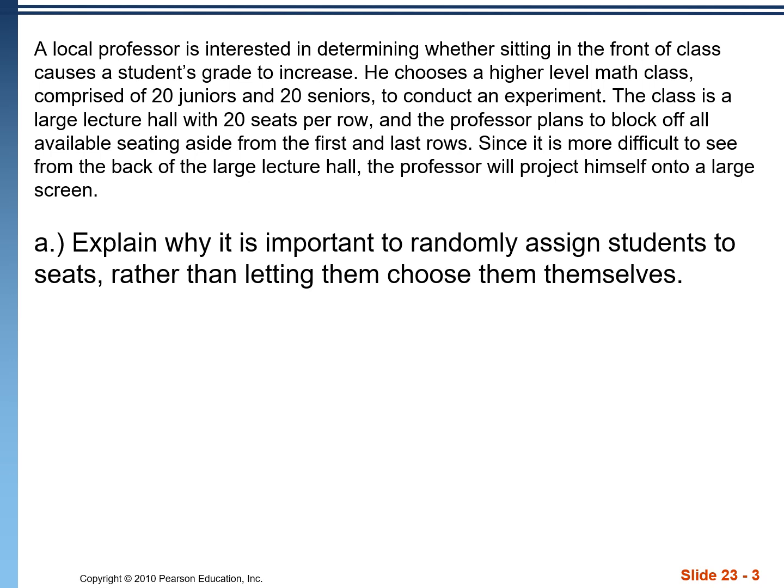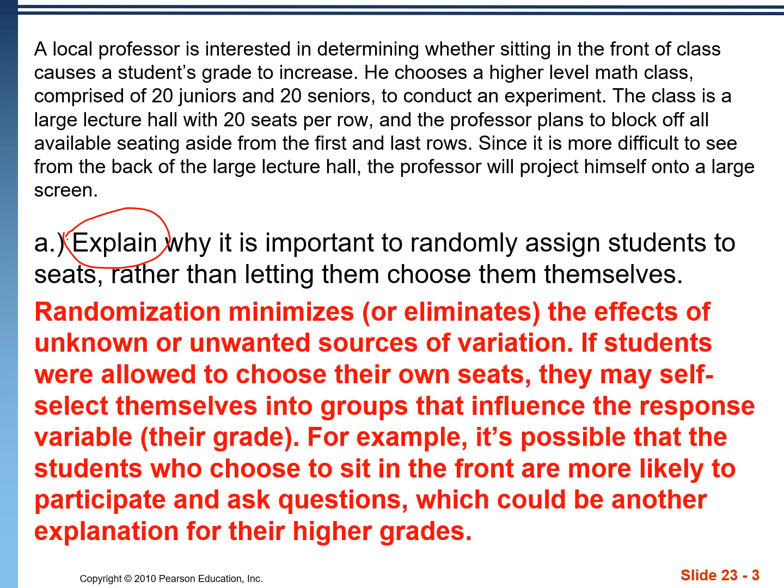When we explain this, we want to explain two things to get full credit on an FRQ. So first, we want to note generally why randomization is important, but we also want to support it with the explanation. Typically, when you have the right answer without a valid explanation, you won't get any points for it. So that explanation is really the key component of your answer. So to start, randomization minimizes or eliminates the effects of unknown or unwanted sources of variation. In other words, this is going to get rid of confounding variables.